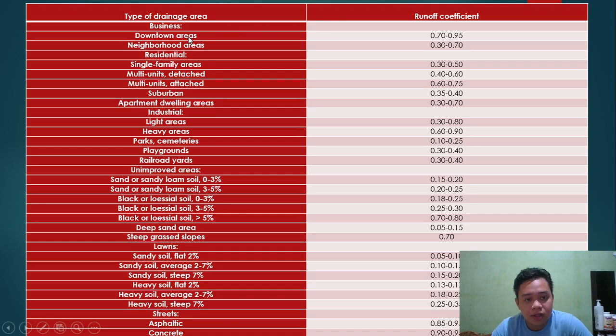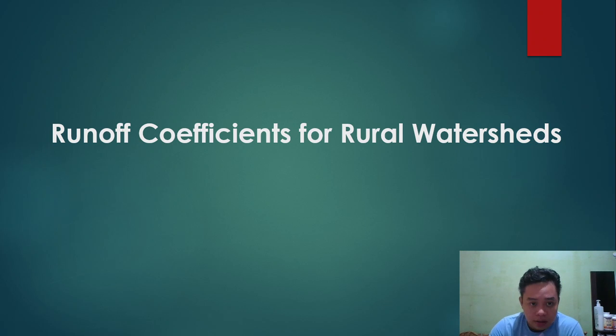For business we have downtown areas and neighborhood areas. For residential we also have this. For industrial we have this. For the unimproved areas we have this. For lawns we have this, and streets we have these values. So these are the values. This table is given in my written report, so you can scan there.